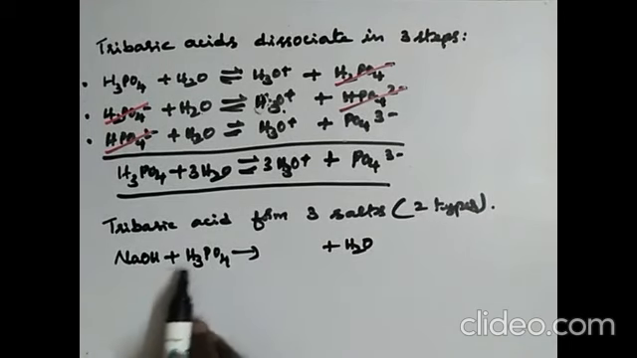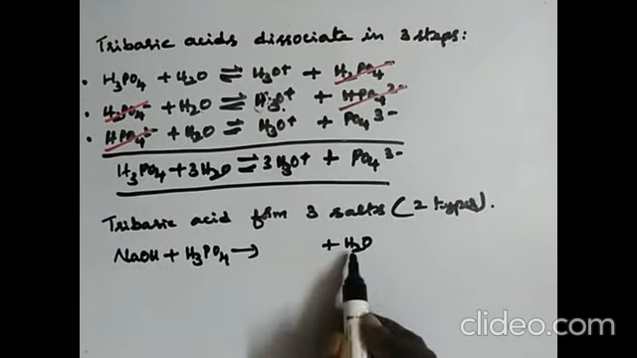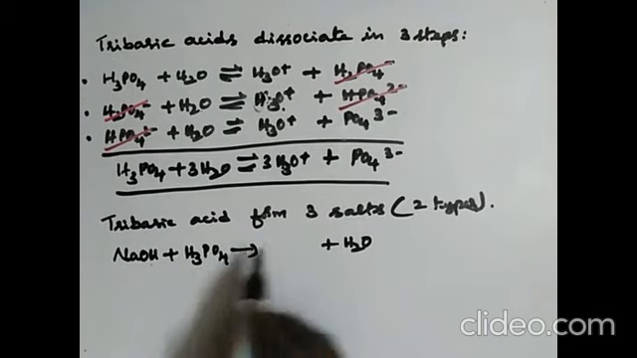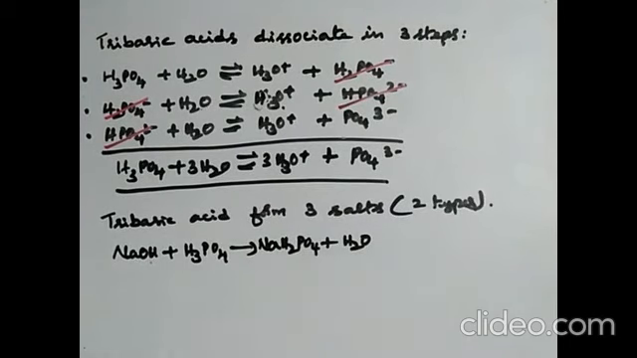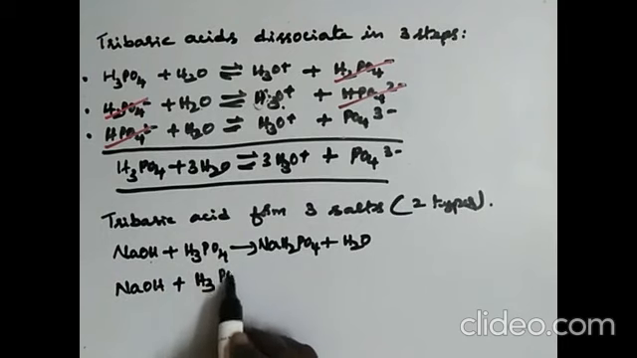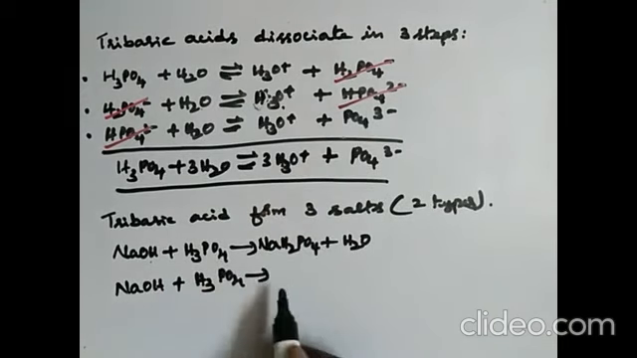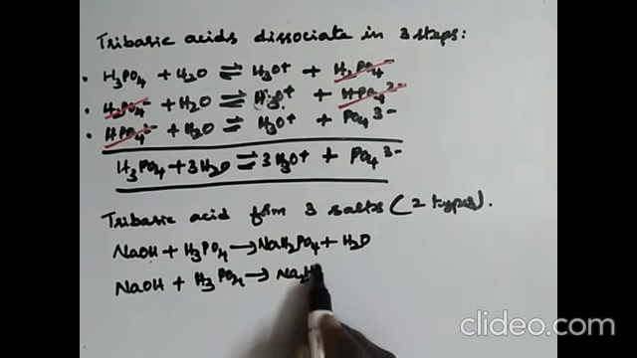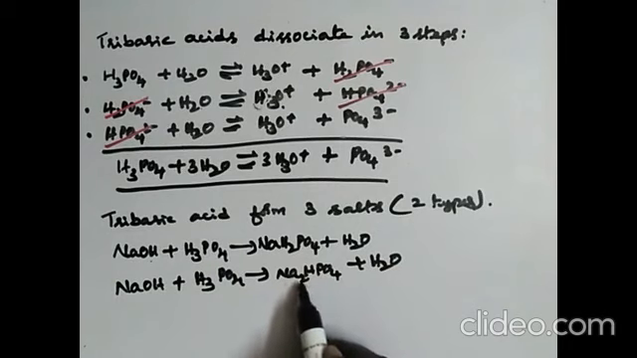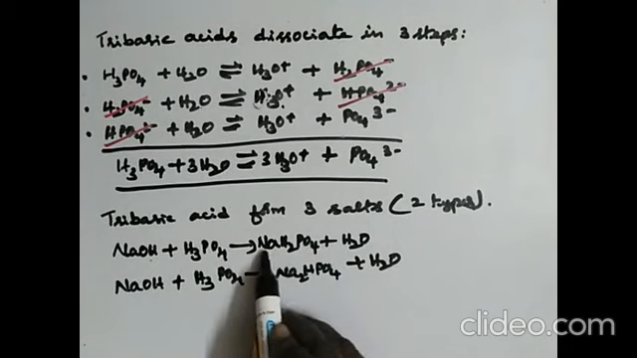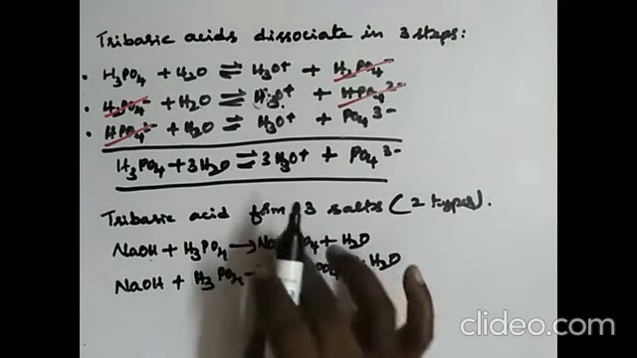So in the first step, only one hydrogen gets displaced to form water. So you get OH plus H, H2O. The remaining will be NaH2PO4. The second salt which is formed with sodium hydroxide and phosphoric acid is Na2HPO4 plus H2O. The valency of HPO4 is 2, therefore it is Na2HPO4. Whereas the valency of H2PO4 is 1, therefore here it is NaH2PO4.